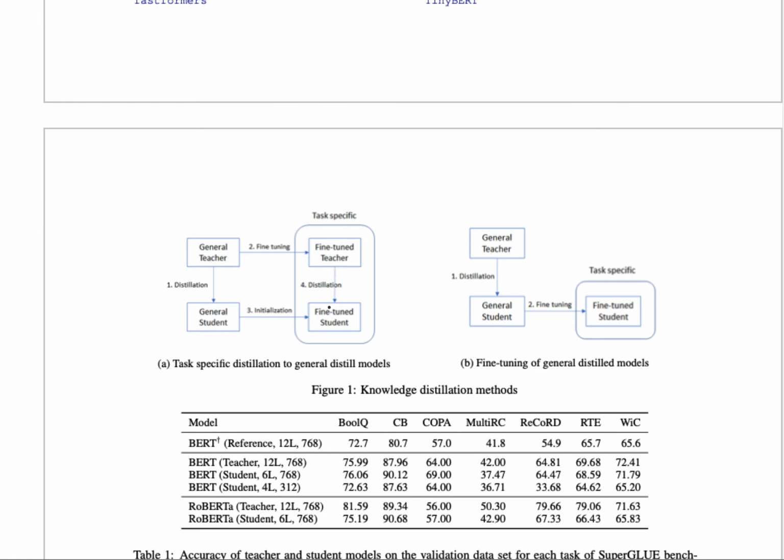The second approach they have proposed is called task agnostic distillation. Here, the distillation happens before fine tuning. So, the fine tuning happens only on the student network. So, that is the general idea.